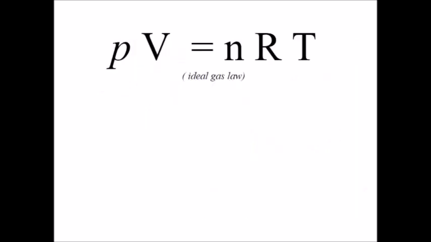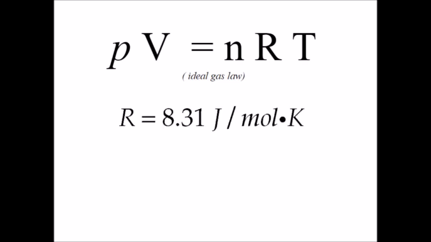So there it is. PV equals nRT, the ideal gas law, which says what we just said. To increase the pressure, you can either decrease the volume or increase the n, the number of particles, or increase the T, the temperature measured in Kelvin. R is just a constant. 8.31 joules per mole Kelvin.